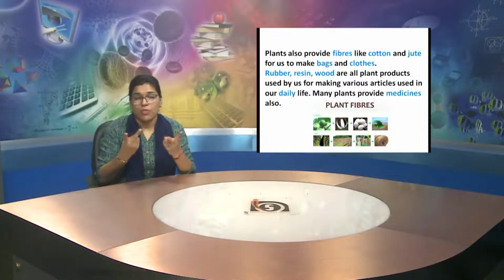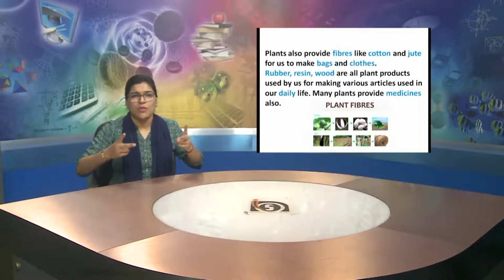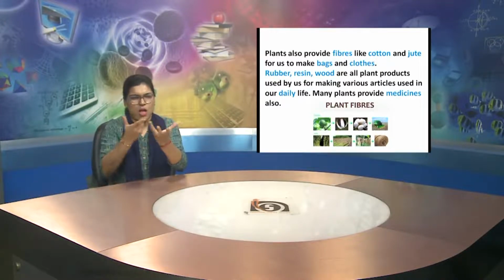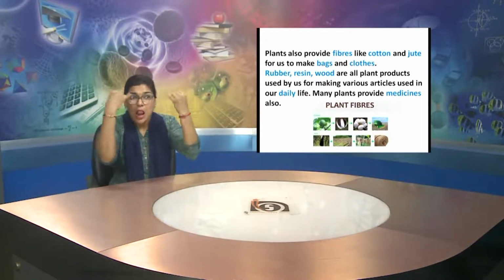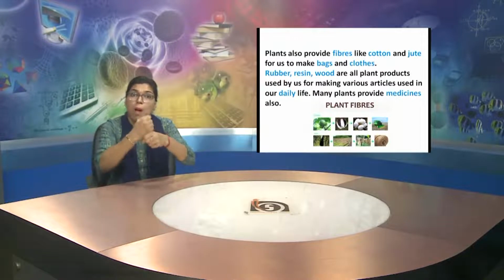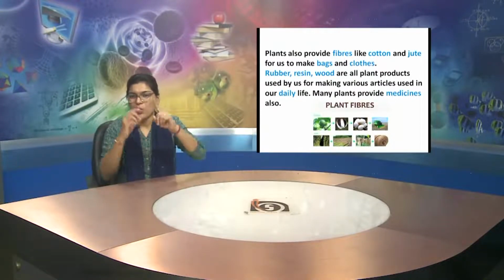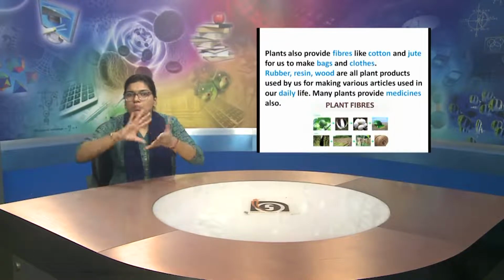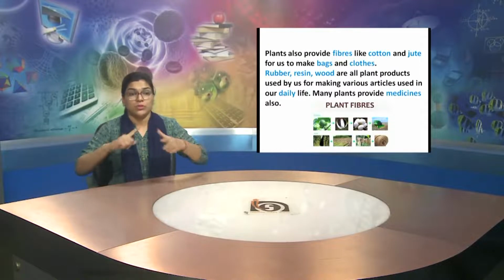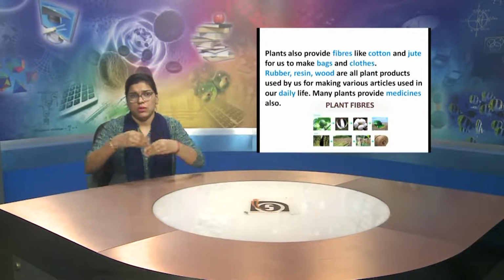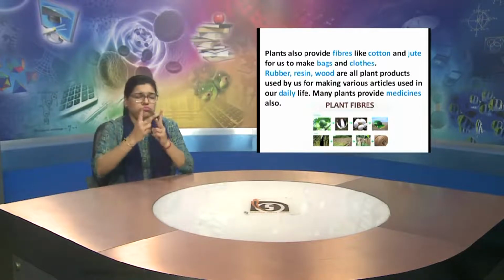We use caps, clothes, and mats, different types of items like coconut waste material. So whatever is of no use, we make things out of that. Like we know cotton, we make clothes, and cotton comes from the plant. So plants are really useful for making different materials which we use in our daily life.